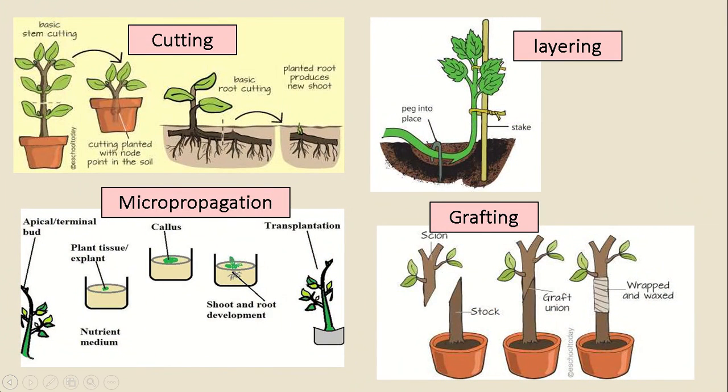We have also artificial methods in asexual reproduction. We have the cutting, layering, micropropagation, which means the artificial process of producing plants vegetatively through tissue culture or cell culture technique. And last is the grafting.